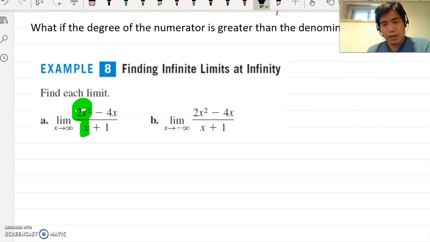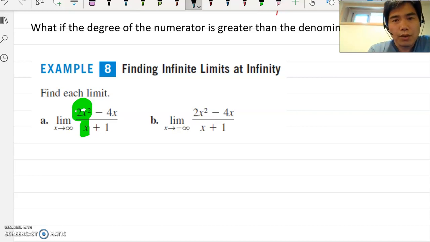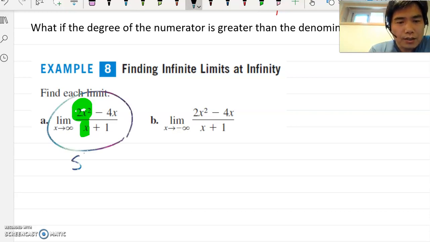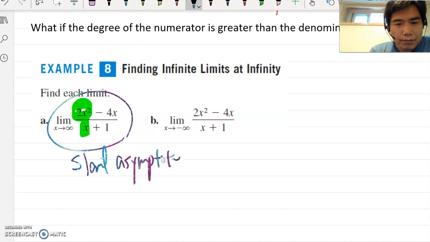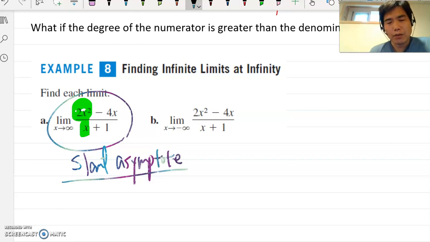In this case, we cannot apply the horizontal asymptote rules: if the numerator degree is smaller than the denominator's, then the limit is always 0, and if the degrees are the same, then the limit is the ratio of the coefficients. But this time, the numerator degree is greater than the denominator's. So in this type of case, we can find their slant asymptote. Okay, then let's talk about how to find it.